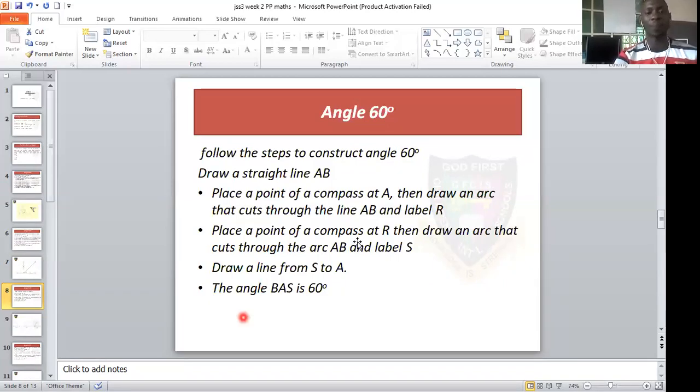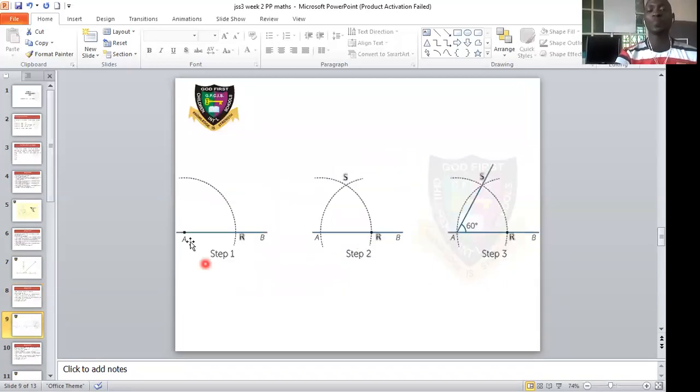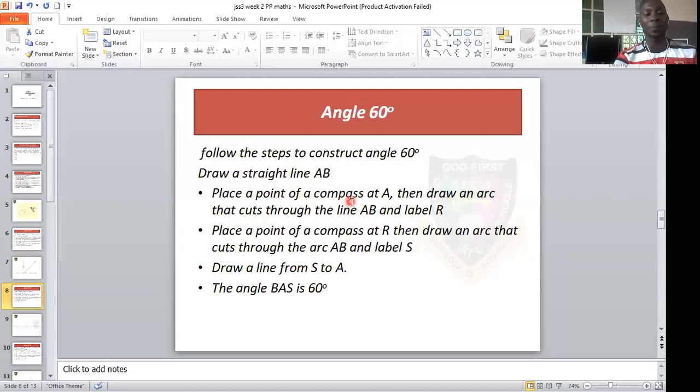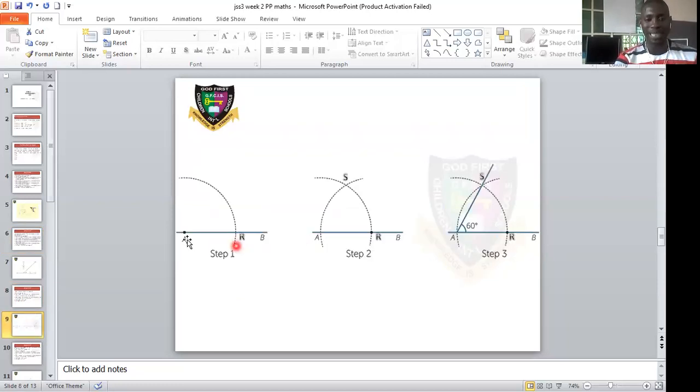So this is Step 1. It says draw a line AB. Draw a line AB. Place the point of the compass at A and draw an arc that cuts through the line AB. Step 1. Place the point of the compass at A.